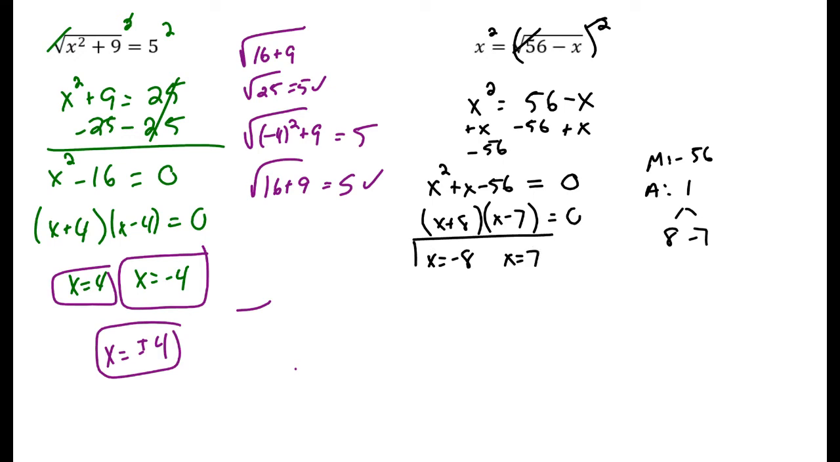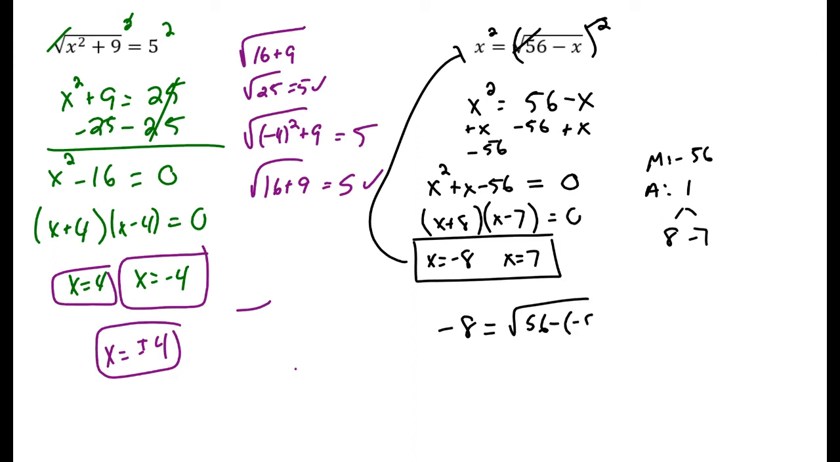Those could be my solutions, but we have to go check them. Always remember to check your solutions. Does negative 8 equal the square root of 56 minus negative 8? I'm plugging them in one at a time. So, does negative 8 equal the square root of 64? No, because negative 8 does not equal 8. So negative 8 we reject. It's an extraneous solution.